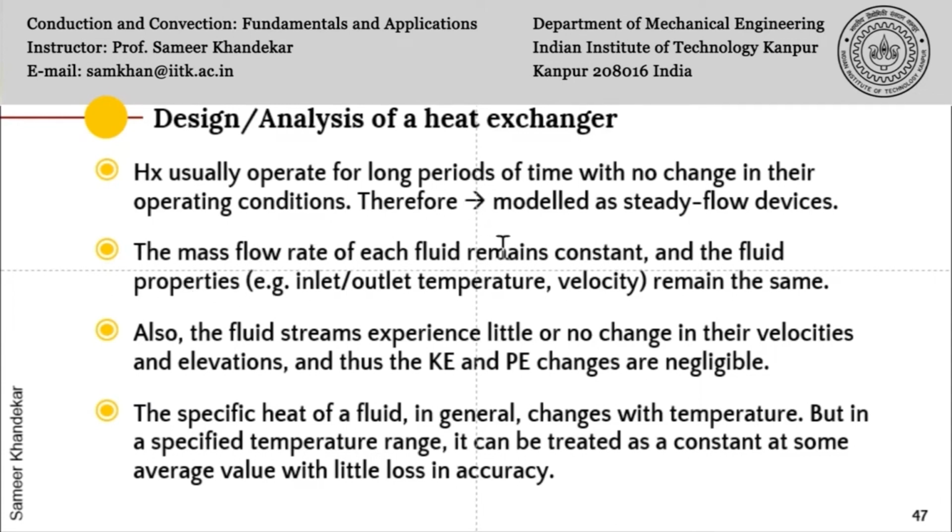Then the mass flow rate of each fluid remains constant. Typically pumps are used to supply the liquid, and the mass flow rates are not moderated very frequently. But sometimes there is a change in the river water temperature, for example, and then the mass flow rate may have to be changed. But for most practical purposes, for hours together, the inlet velocity or the mass flow rate of the cold and the hot fluid will remain identical for a continued period of time.